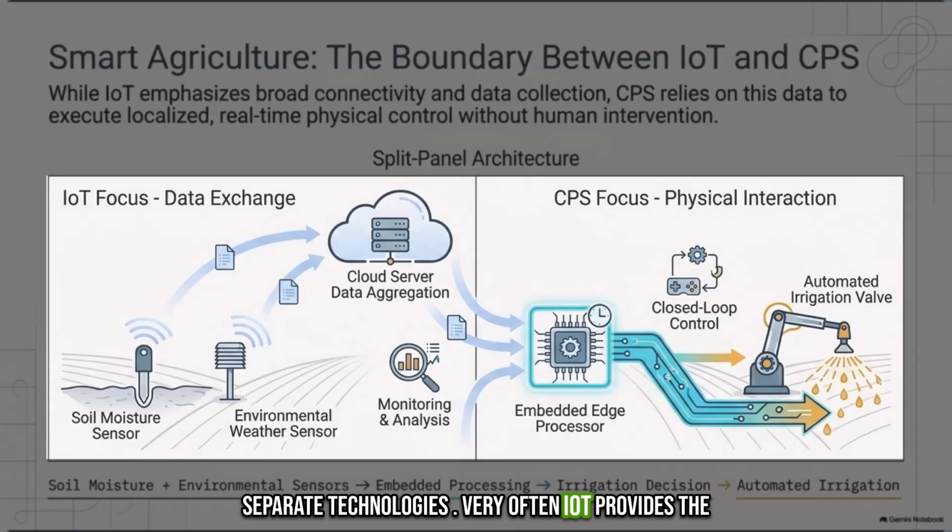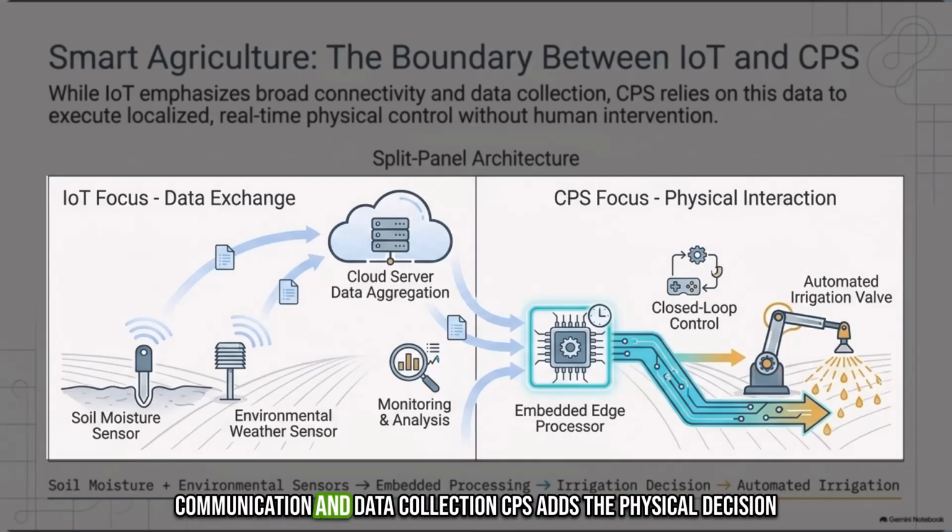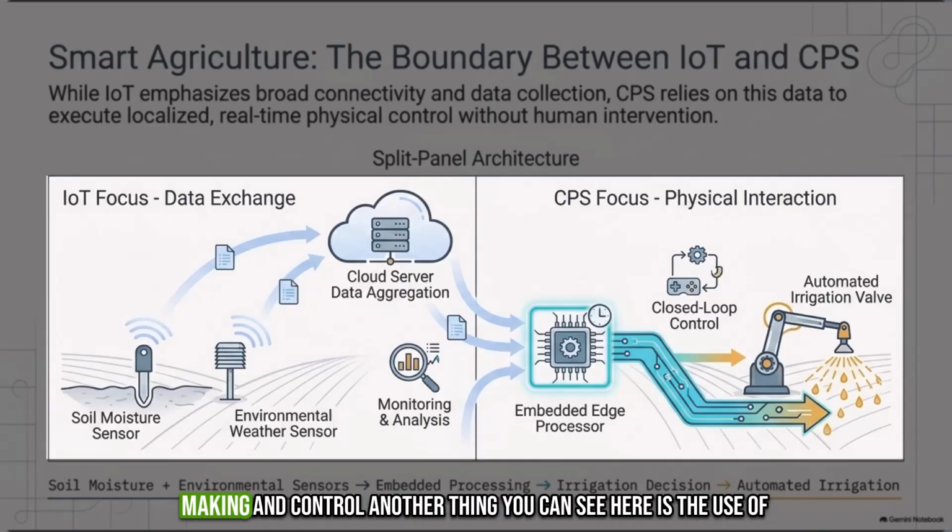So IoT and CPS are not really two completely separate technologies. Very often, IoT provides the communication and data collection. CPS adds the physical decision making and control.